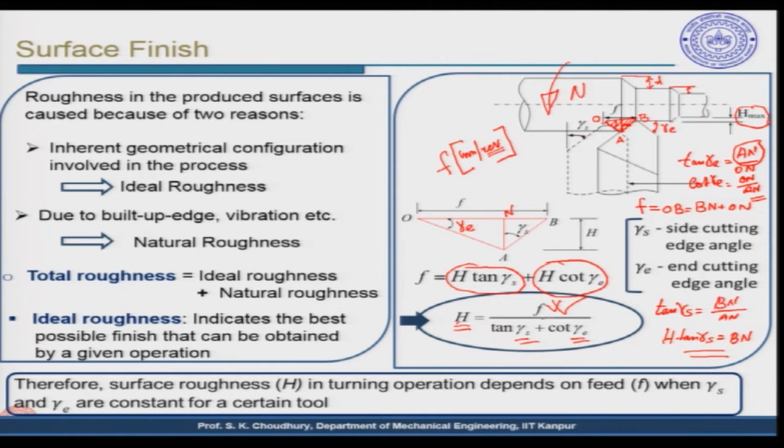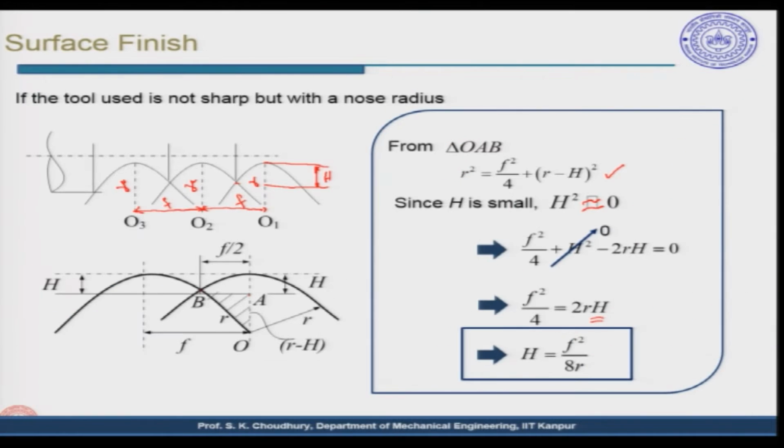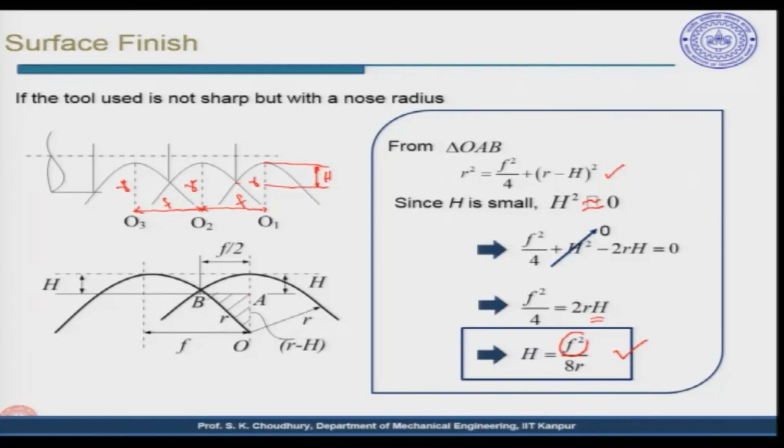Now, you estimate by comparing the two values, that is h equal to this, which is in the case of the sharp tool, and this is the value in the case of the tool with the nose radius. You will find that in the case of the tool with the nose radius, the roughness will be less, that means the surface finish will be better. And here it is mostly dependent on f square, and of course, you can see that it is inversely proportional to r.